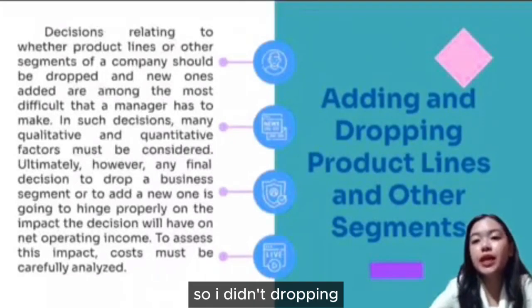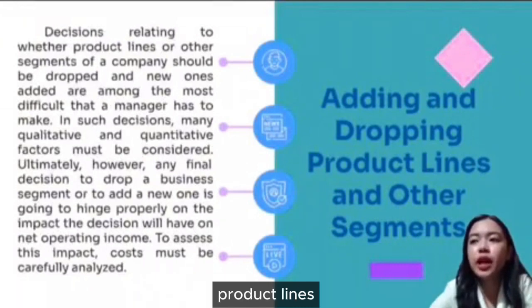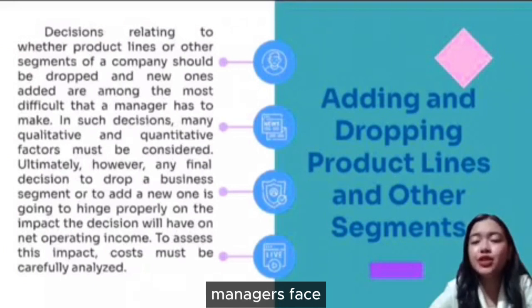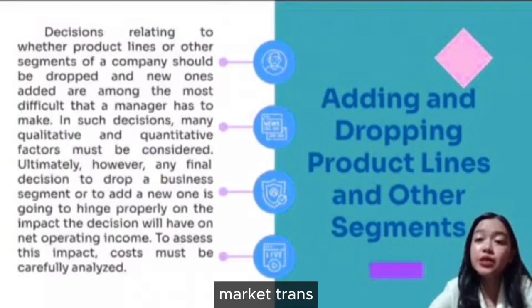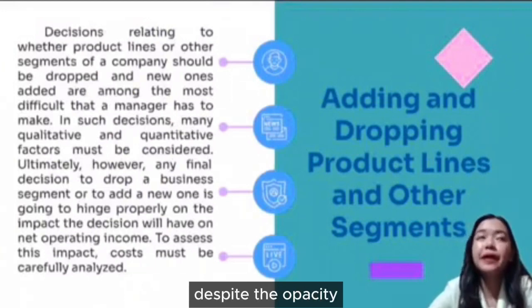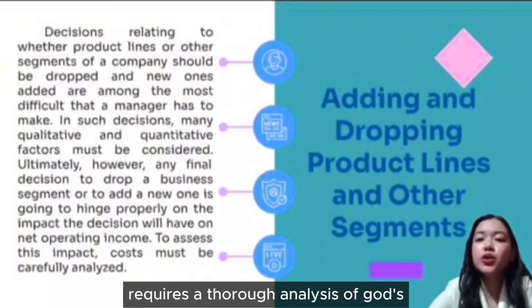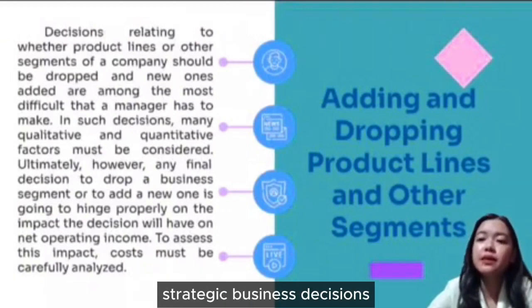So, adding and dropping product lines and other segments, deciding whether to discontinue or introduce product lines involves evaluating various qualitative and quantitative factors. Managers face a challenging task considering aspects such as market trends and financial data. Despite the complexity, the ultimate determinant is the effect on net operating income. Assessing this impact requires a thorough analysis of costs, emphasizing the critical role financial considerations play in shaping strategic business decisions.